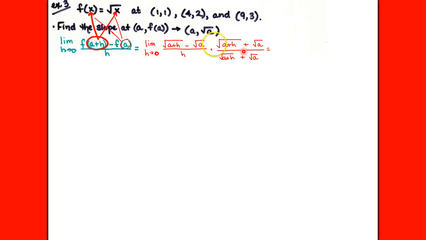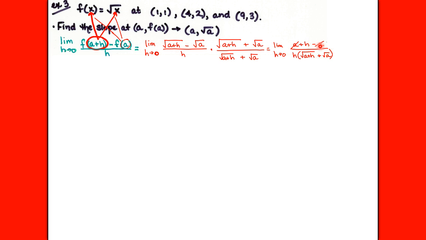And of course, what I do to the numerator, I also have to do to the denominator. All right, so let's FOIL out that numerator. Square root of a plus h times square root of a plus h would just give us a plus h. Square root of a plus h times a positive square root of a, and square root of a plus h times a negative square root of a would cancel each other out. And then negative square root of a times positive square root of a would give us a negative a. So all we did was FOIL there.